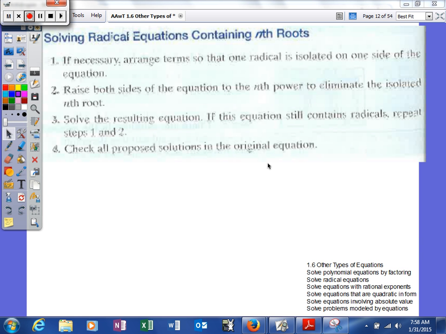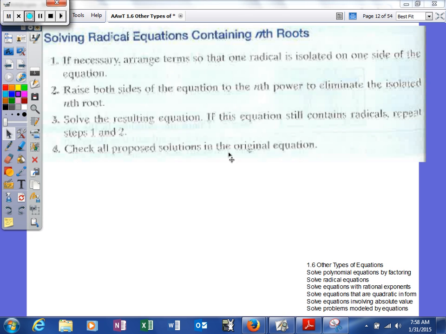So a couple things. One, we want to isolate our radical. We want to raise it to the degree of the index. We want to basically see if there's still a radical. If so, we have to repeat the process. But 4 is also very important. Check the proposed solutions in the original equation.